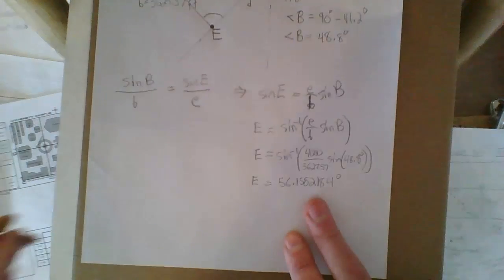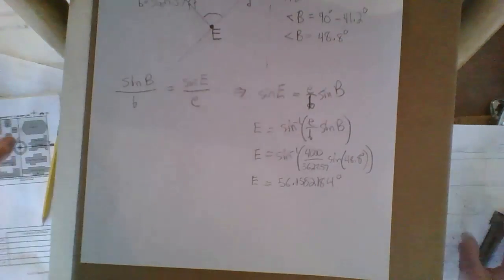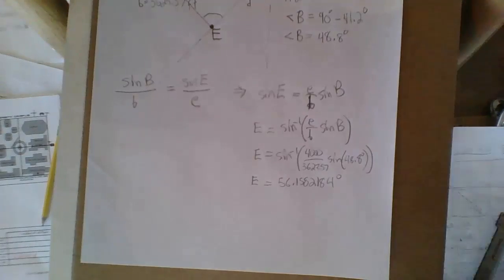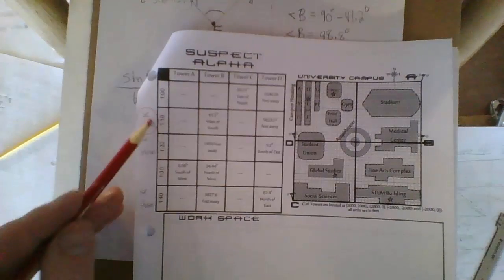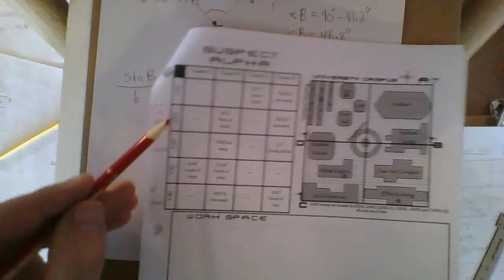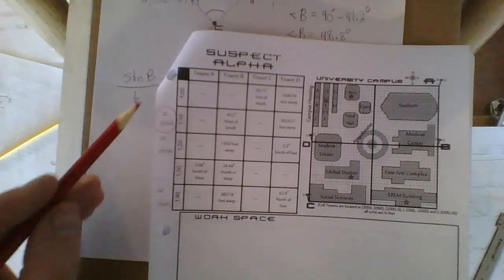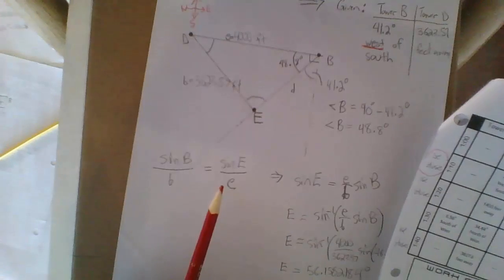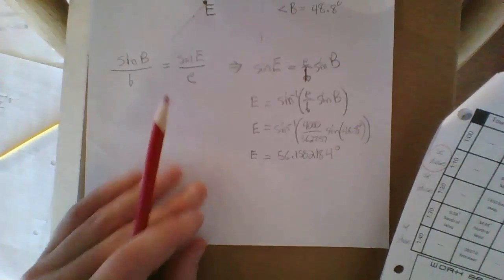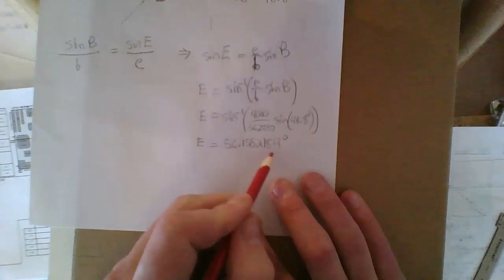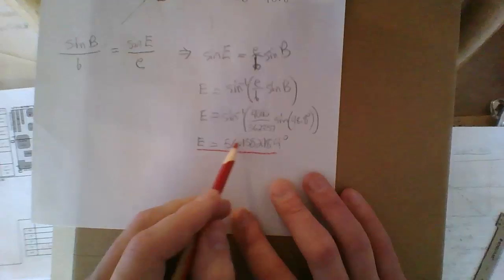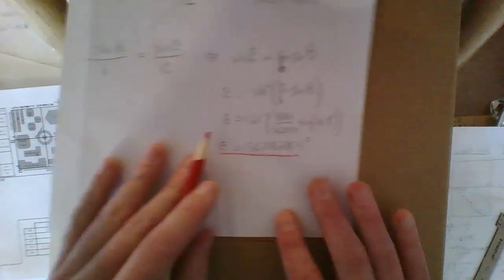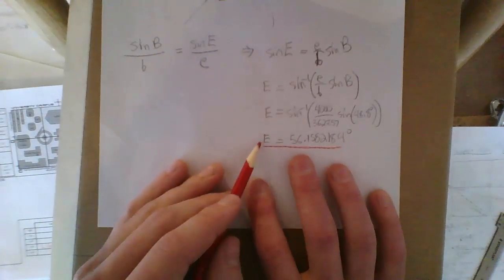Alright, but here's where I'd like you to pause, okay? When we started this question, suspect alpha at 110, we were told to use the obtuse angle. That means we're dealing with the ambiguous case of the sine law here, and I've been given a hint to use the obtuse angle. This angle is not obtuse. That is less than 90 degrees. So what we need to do is find the supplementary angle to E.